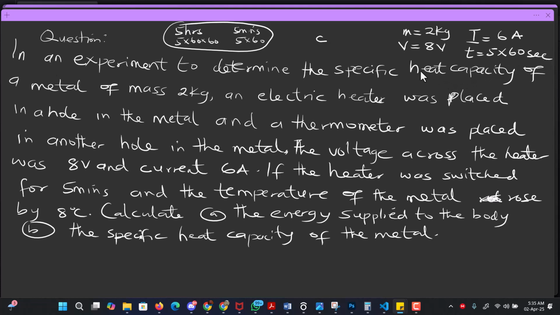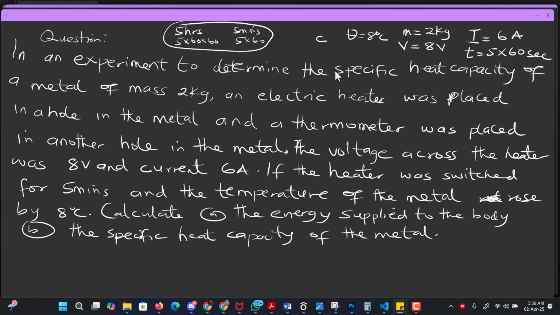They said the temperature of the metal rose by 8 degrees Celsius. So what is my temperature change, which is my theta? My theta equals 8 degrees Celsius.